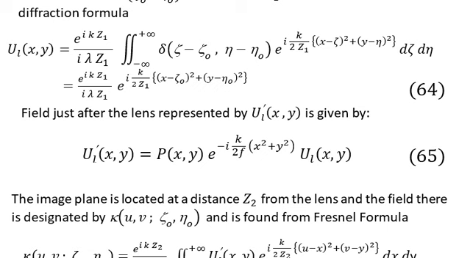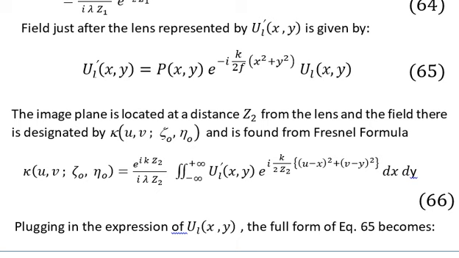on the right hand side we have the input field, which is input on the lens, which is ul of x comma y, and on the left hand side, which is ul prime x comma y, is actually the output field or the field just after the lens. So equation number 65 gives you the field just after the lens.